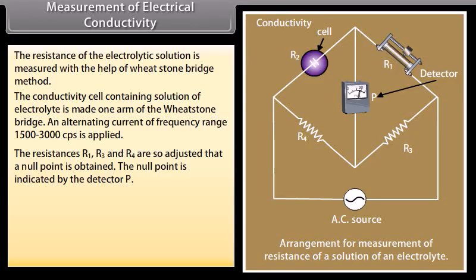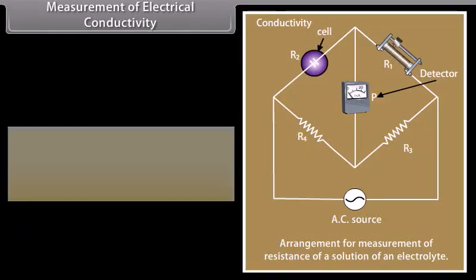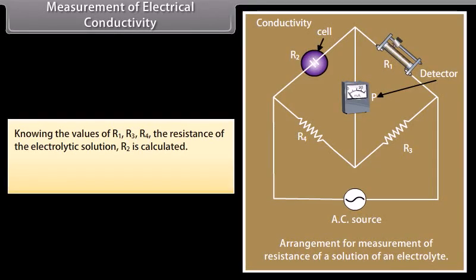The resistances R1, R3 and R4 are so adjusted that a null point is obtained. The null point is indicated by the detector P. At null point, R1 upon R2 is equal to R3 upon R4. R2 is the resistance of the electrolytic solution. R2 is equal to R1 multiplied by R4 divided by R3. Knowing the values of R1, R3, R4, the resistance of the electrolytic solution R2 is calculated.